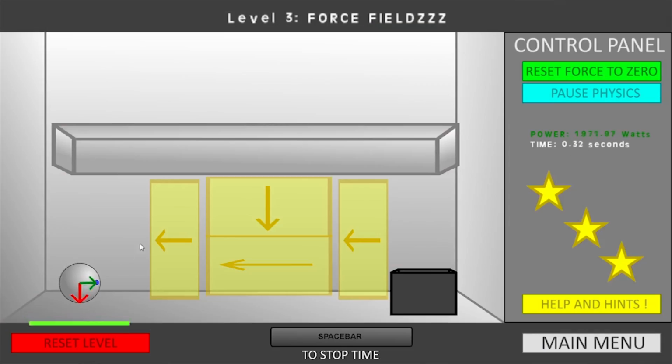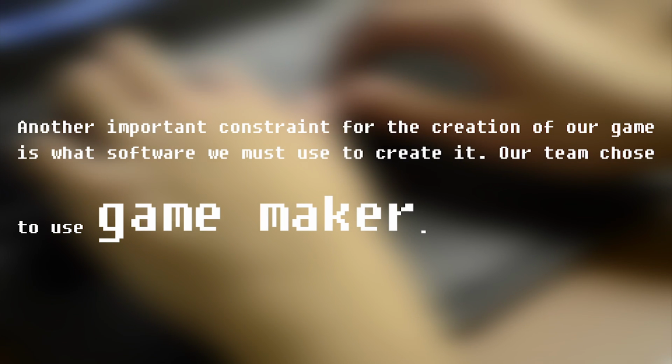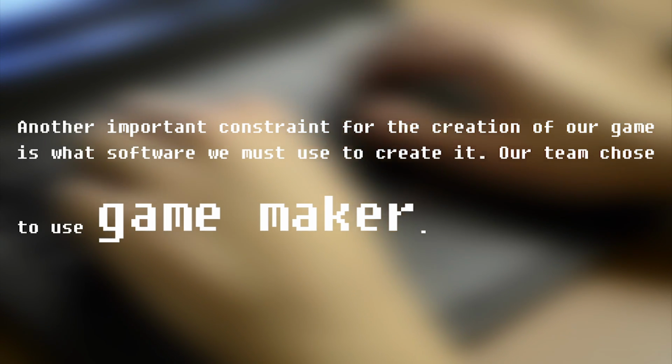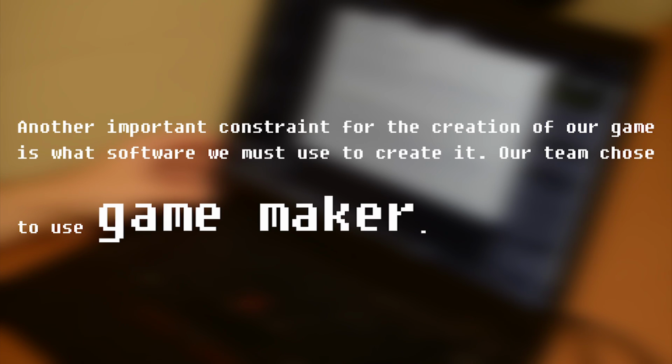For each of these prototypes, we branched off into multiple other cycles, where we asked, how can we improve this game? When we finally decided which STEM concept we would build on, we had to convert the prototype to a fully functional game. Another important constraint for the creation of our game is what software we must use to create it. Our team chose to use GameMaker.